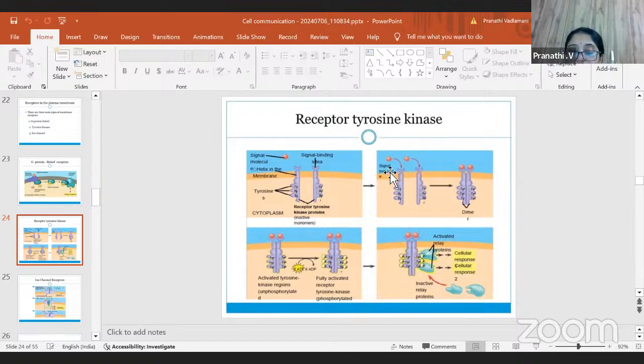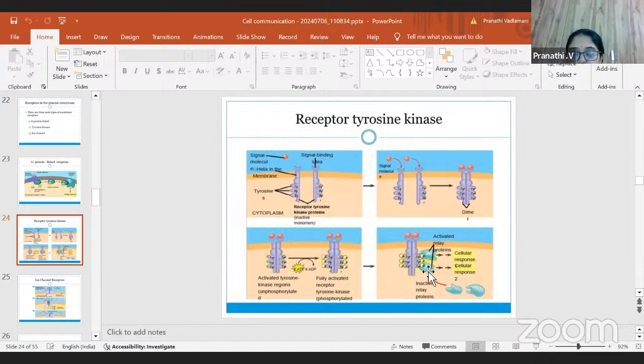When two signaling molecules come, they form a dimer, activated tyrosine kinase. So phosphorylation takes place, and then ADP is released. ATP is used, the phosphate bond is broken down, and you have a fully activated receptor tyrosine kinase, along with the phosphate which is attached from the breaking of ATP.